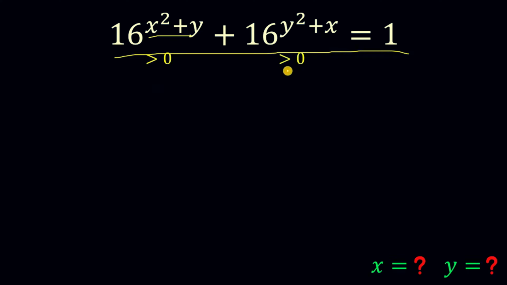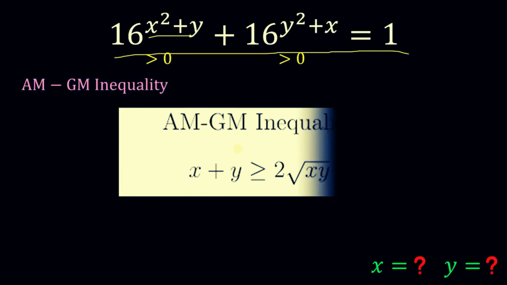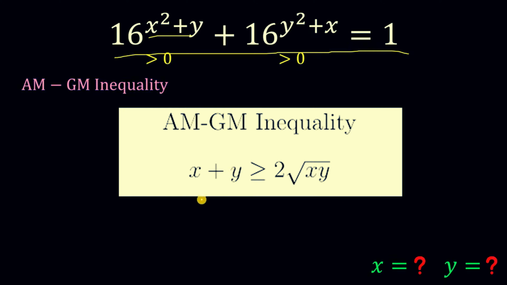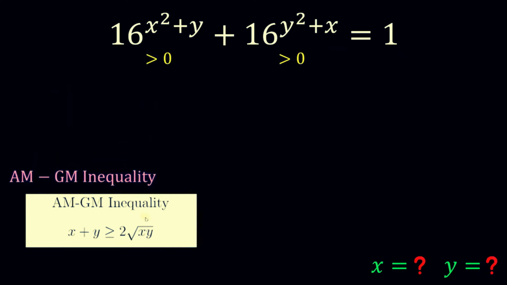Now, when this scenario happens, one inequality comes to my mind, and that is the AM-GM inequality, wherein if x and y are both greater than 0, then x plus y is greater than or equal to 2 times the square root of xy. The equality holds true when x is equal to y. By the way, let's use this AM-GM inequality to answer this question.